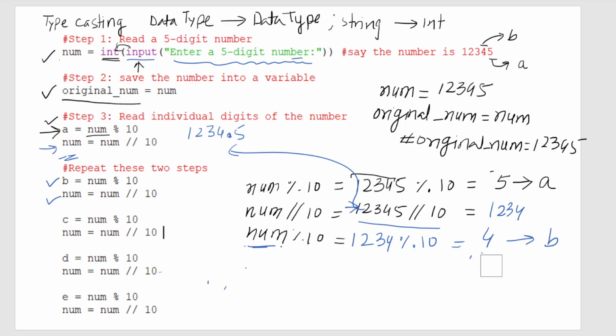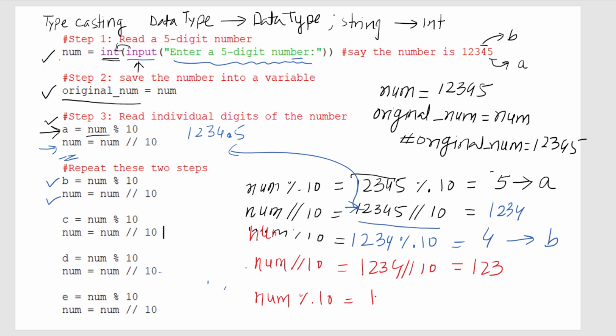Say when we reduce this value. Suppose I rewrite this. Now when we do num double slash 10, so it will be 1 2 3 4 double slash 10, where double slash means division by floor. Then it will get 1 2 3. Now when I do num again, because I want to read the third number, it will be 1 2 3 modulus 10. Then I will get 3 assigned to C. So C will have a value called 3, B will have a value called 4, A will have a value called 5.